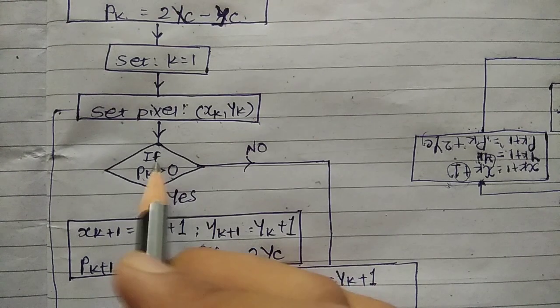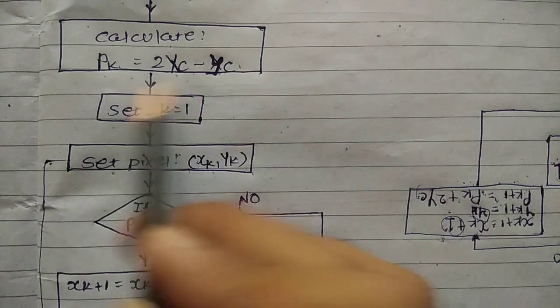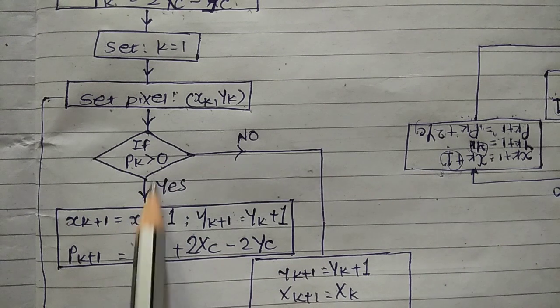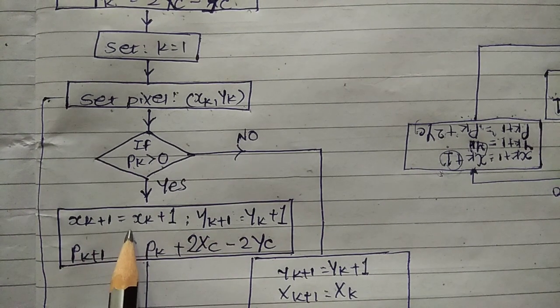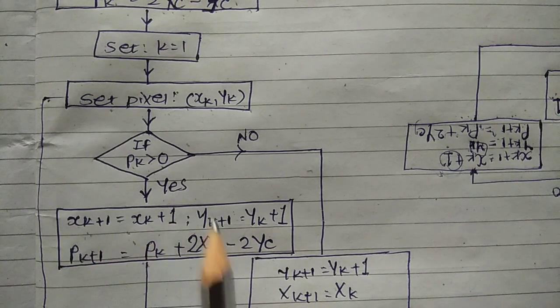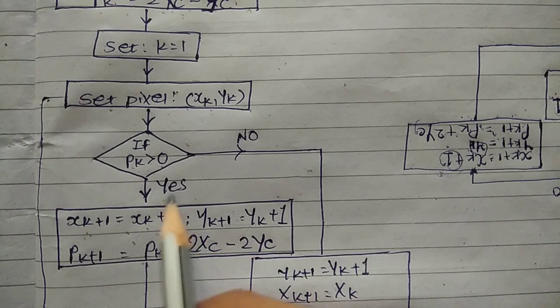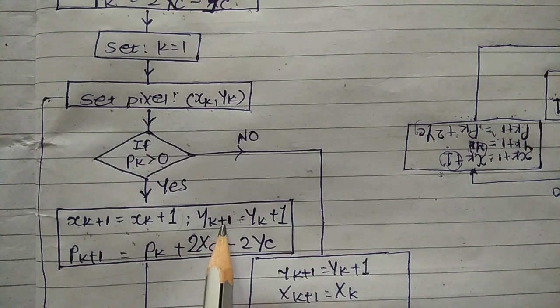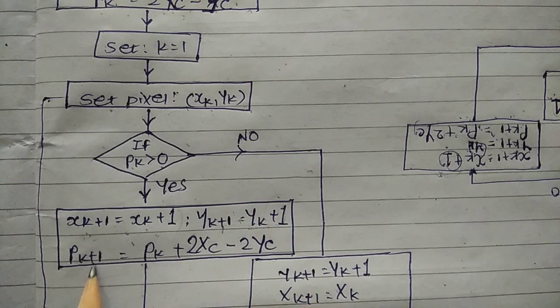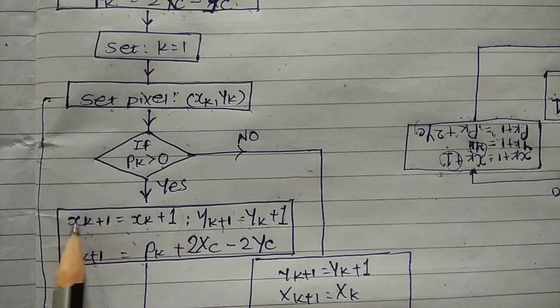Now we have a condition: whether the pk value is greater than 0. What is pk? pk equals 2xc minus yc. If the pk value is greater than 0, then we need to calculate via this path: the value of xk plus 1, the next point of the line after the initial point. We need to add 1 in both the x and y coordinates, where xk plus 1 is xk plus 1 and yk plus 1 is yk plus 1, along with the value of pk plus 1.